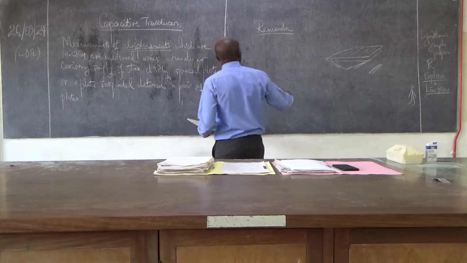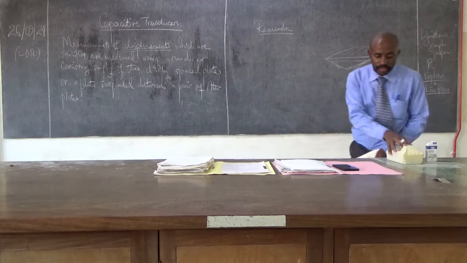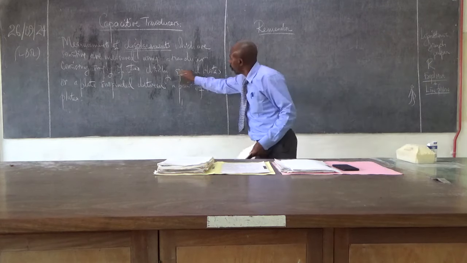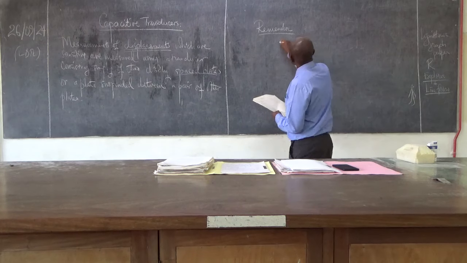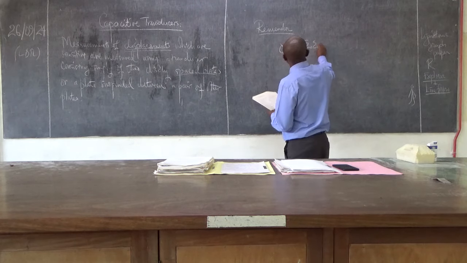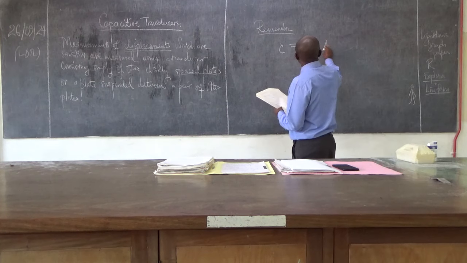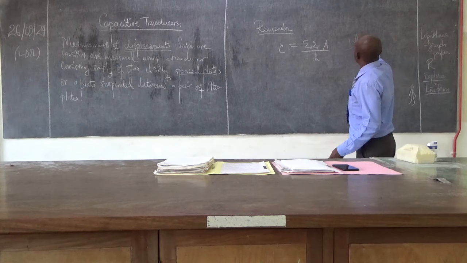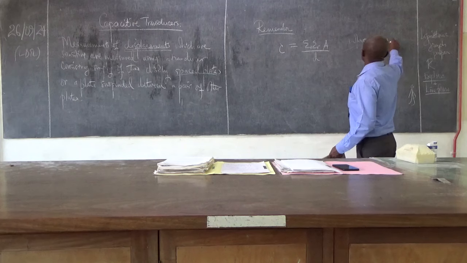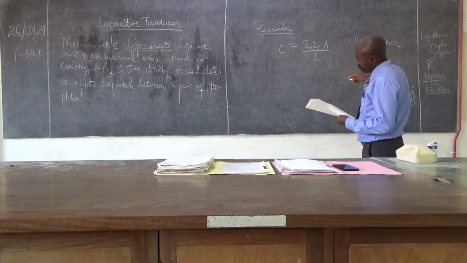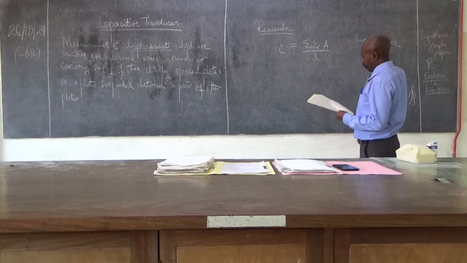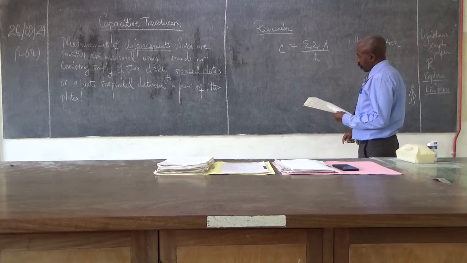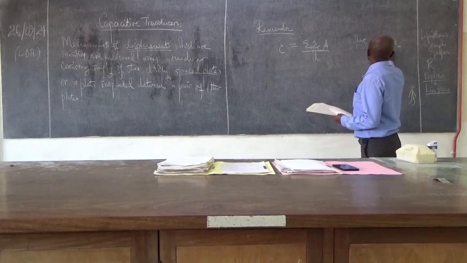So we remember that C, the capacitance we are talking of, for a parallel plate capacitor with closely spaced plates, is given by C equals epsilon over A over D, where A is the area, epsilon is the permittivity, epsilon r is the relative permittivity, and epsilon naught is the permittivity of free space.